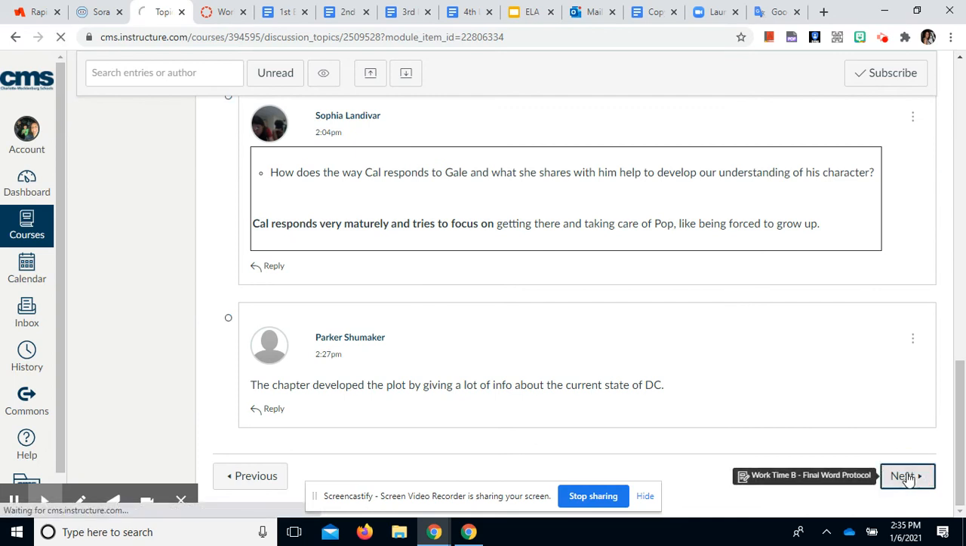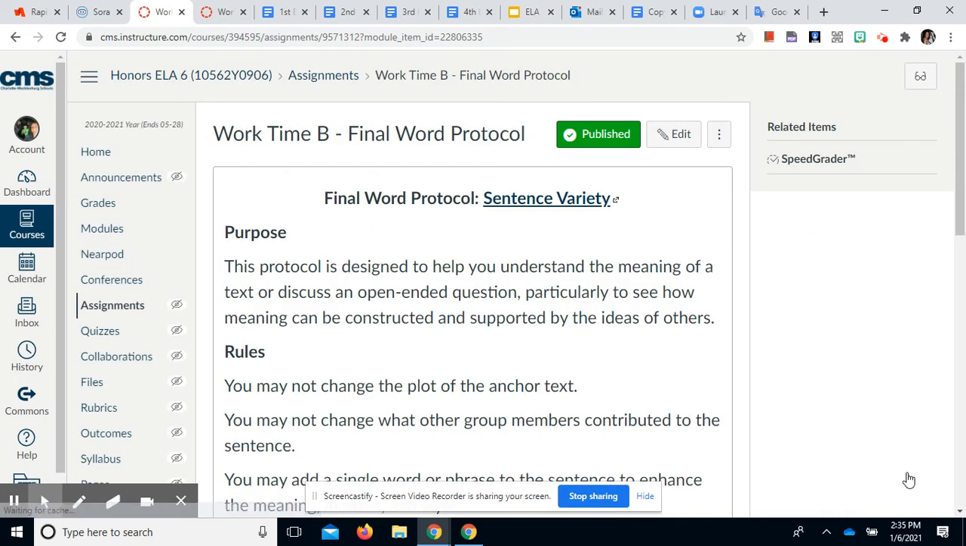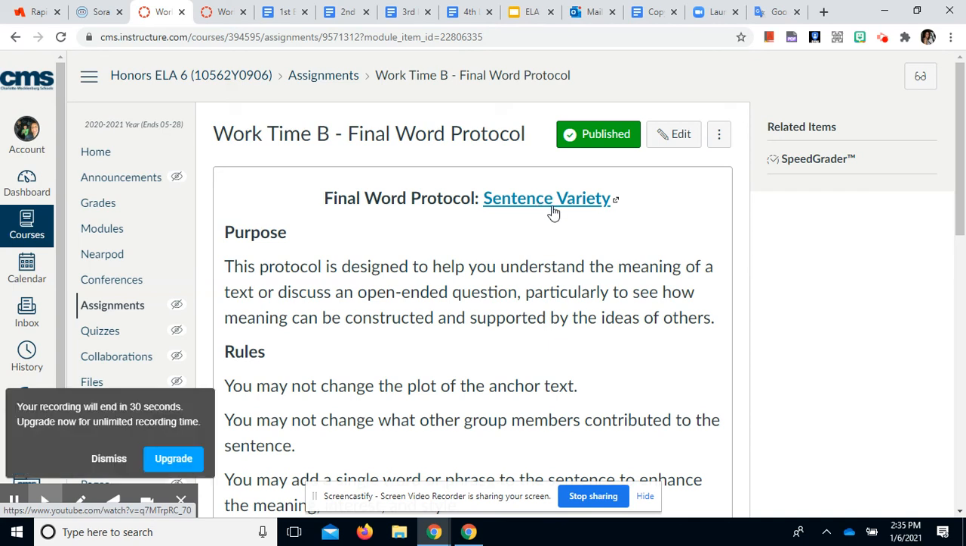We then moved into this final word protocol that we did not get to actually do, but there is a video here that I would encourage you to watch as we are looking at sentence variety over the next several lessons in preparation for an upcoming writing assignment. Moving on to Chapter 30, the final chapter of Two Roads, tomorrow.